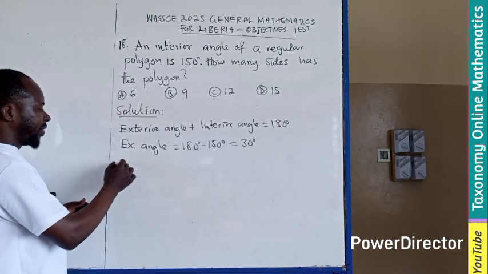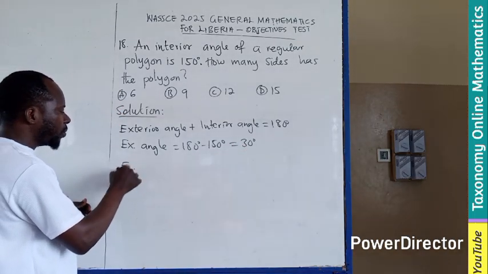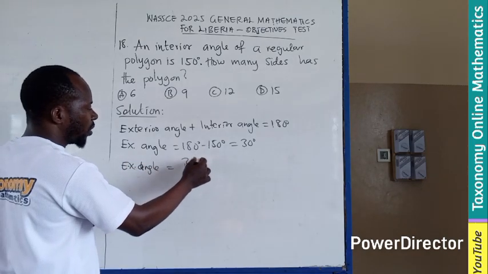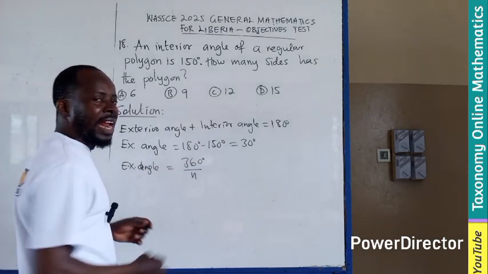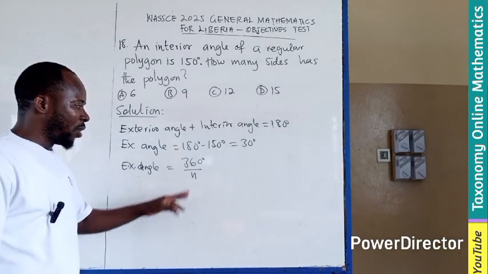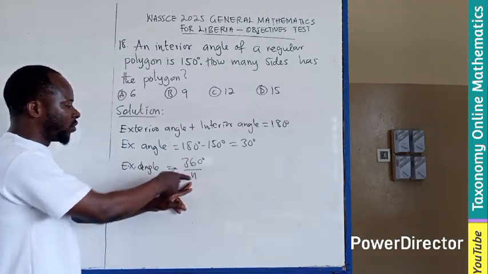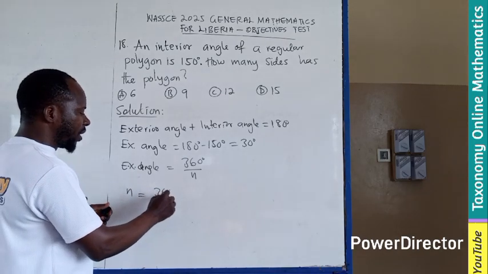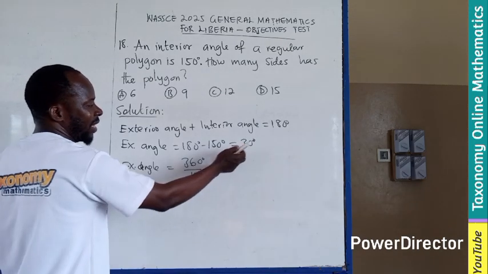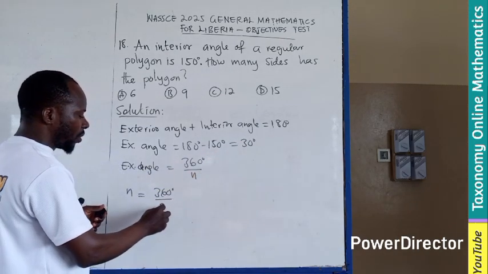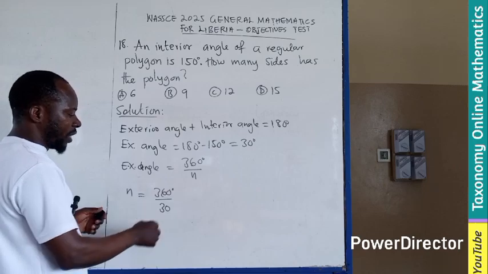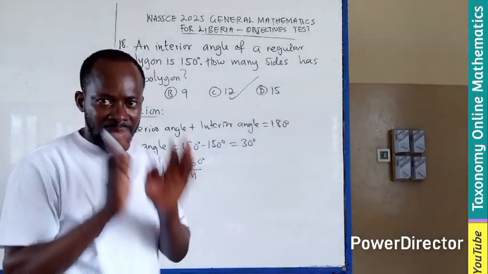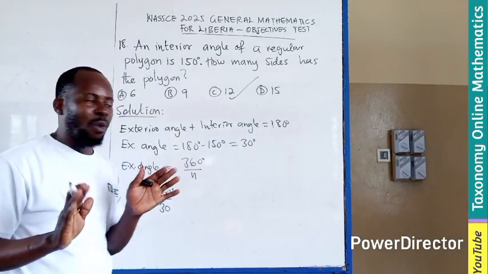I know that exterior angle also equals to what? 360 degrees divided by n. So if I'm looking for the number of sides, I only switch their position. Meaning number of sides equals 360 divided by the exterior angle, which is what? 30. This will cancel this. Your answer is going to be what? 12. That is the easiest way you can go.